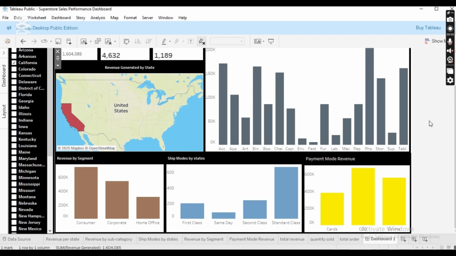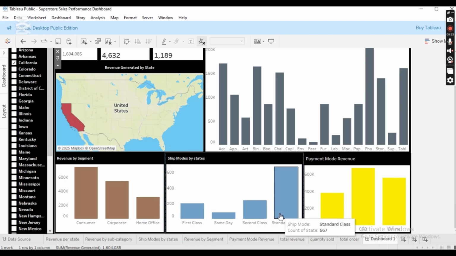So to confirm this, we look at the revenue generated by segments. We find out that the revenue generated by consumers is even more than the corporate and that of the home office, telling you that consumers buy more for themselves. And when you look at the mode of shipping, you realize that same day is very low, because that shows us that same day is highly costly, followed by first class, followed by second class, then followed by standard.